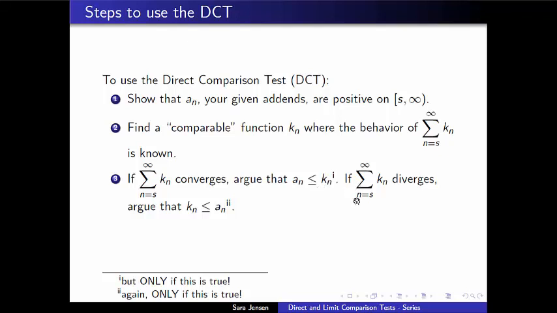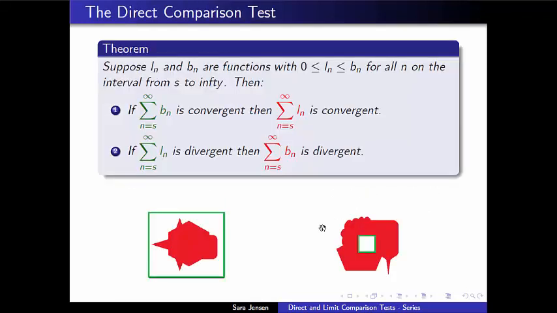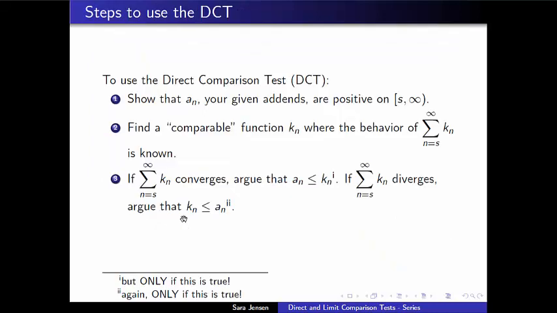Conversely, if it's known that the sum of the k sub n's diverges, then the picture that makes sense from over here, if we're going to conclude anything, is that our k sub n's must be here with the infinite area on the inside, so that we must show that the k sub n's are less than or equal to the a sub n's. So note that this is something that's really tricky about the DCT. What we're trying to show in step 3 depends on the behavior of the k sub n's.